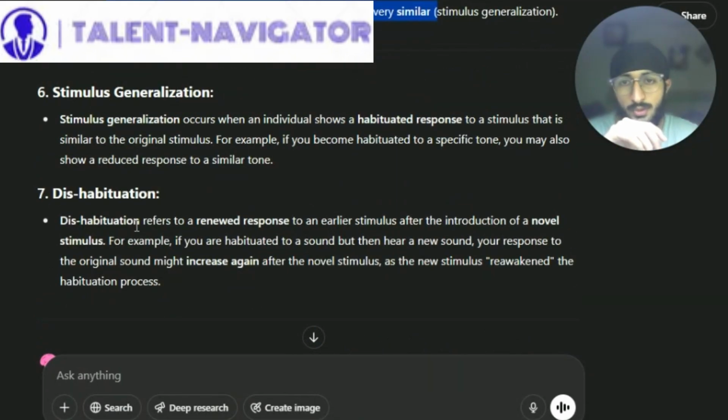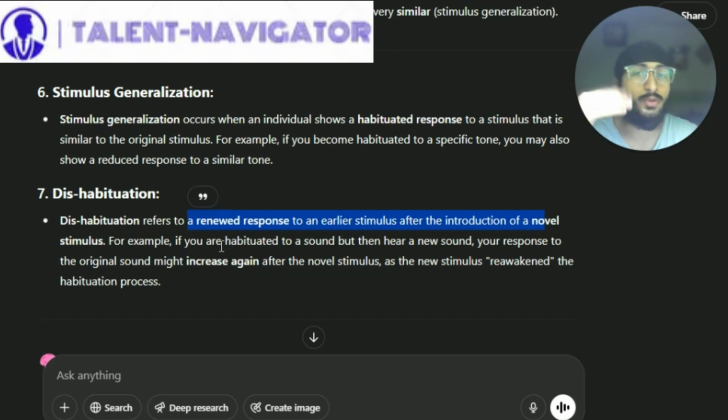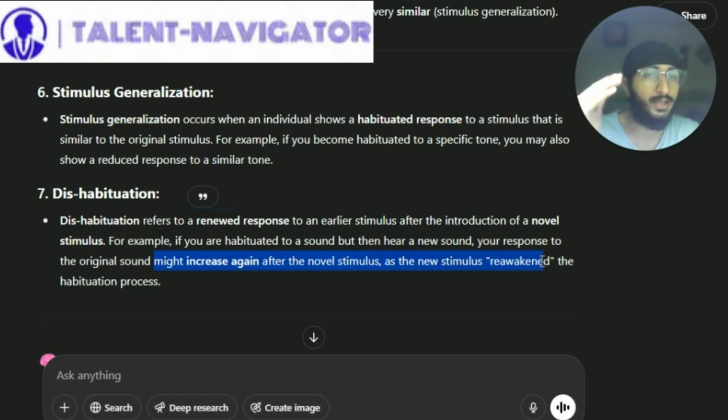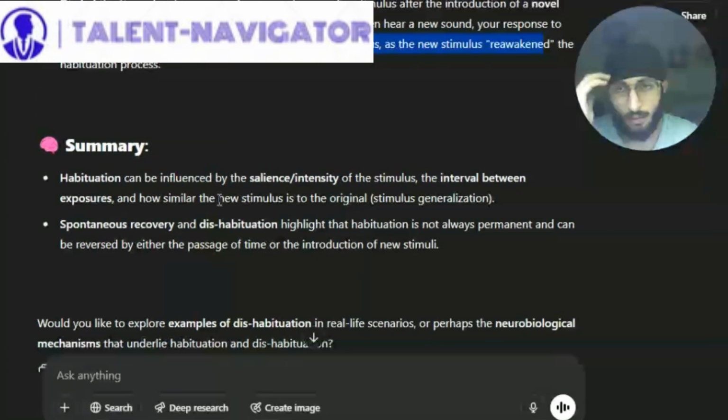Then we have dishabituation, which refers to a renewed response to an earlier stimulus after the introduction of a novel stimulus. For example, if you're habituated to a sound but then hear a new sound, your response to the original sound might increase again, as the new stimulus reawakened the response. And that's it.